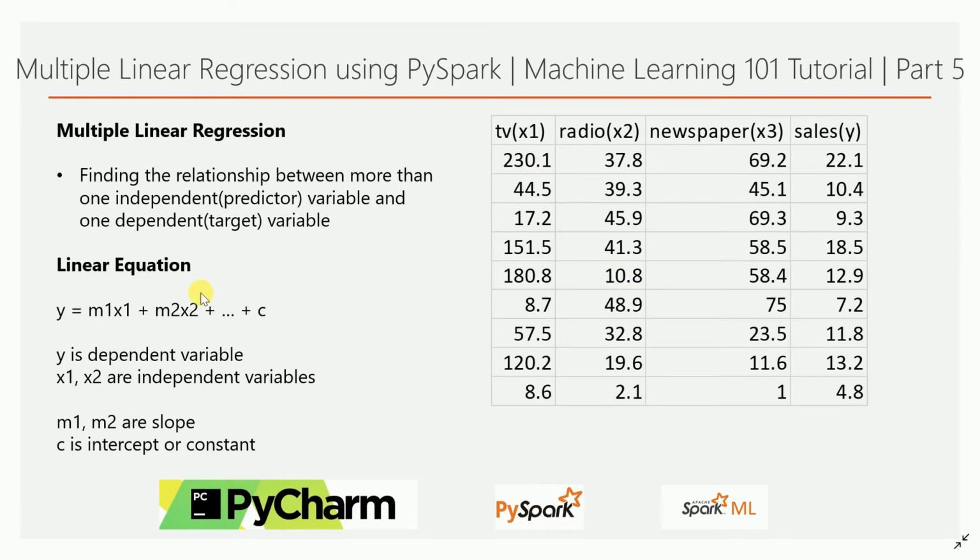Okay, so what multiple linear regression does is it uses a linear equation. The linear equation looks like this: y is the sales value which we are going to predict. It uses m1 x1 plus m2 x2 plus so on, plus c, where c is the intercept or constant, and m1, m2 are the slopes. So using this linear equation, the linear regression model can predict the y value.